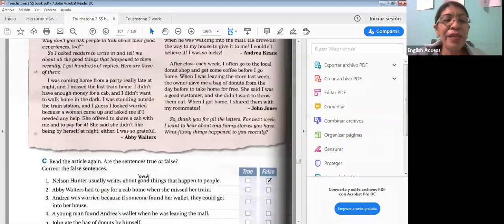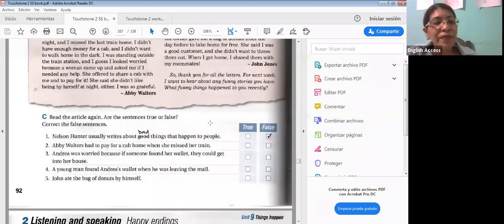Okay, guys. Well, now let's do the exercise. See the article again. Are these sentences true or false? Correct the false sentences. Well, number one, Nelson Hunter usually writes about good things that happen to people. This is false. He usually writes about bad things that happen to people. So continue, please, guys, from number 2 to number 5, and you're going to correct the false sentences. Okay, so let's do it, please.